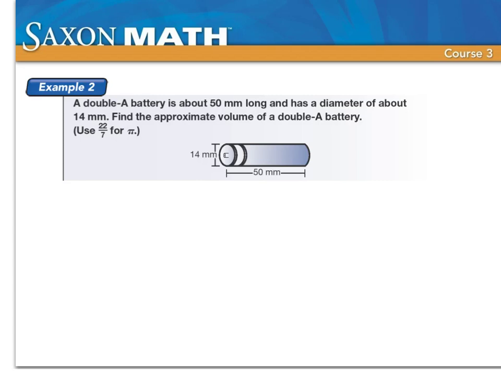Example 2 says an AA battery is about 50 millimeters long and has a diameter of about 14 millimeters. We want to find the approximate volume of the AA battery, and we're going to use 22 over 7 for pi. Again, the volume is the area of the base times the height.